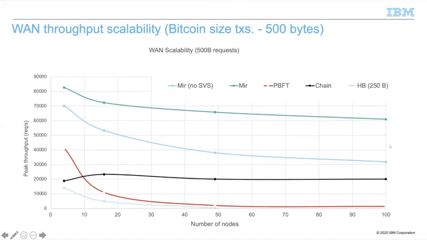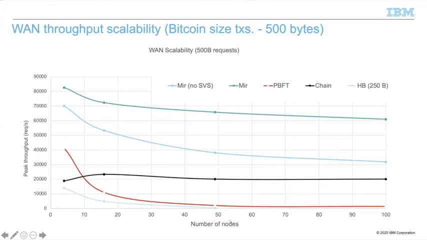Scalability is okay, but the performance is better than any other comparable protocol. Without the signature verification sharding optimization, we reach over 30,000 Bitcoin-sized transactions per second, with all nodes verifying the digital signatures of each and every client. If we introduce signature verification sharding, this is 60,000 transactions per second with 100 nodes, the top line here. Honey Badger is the light blue line below.